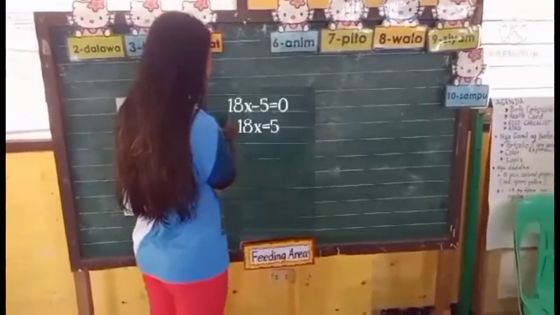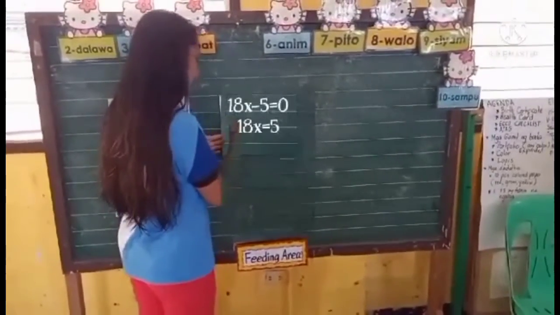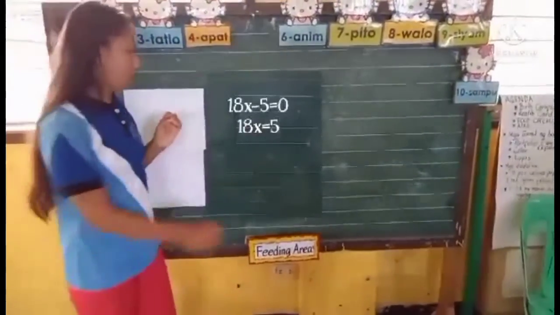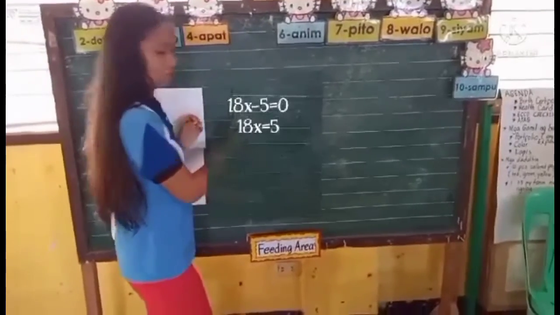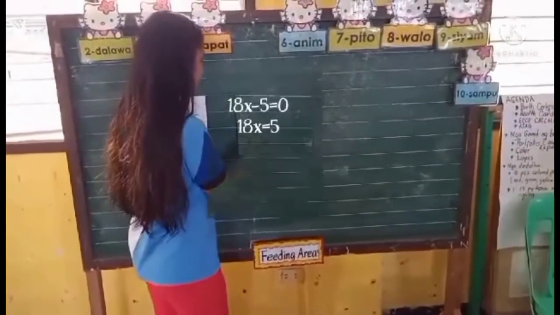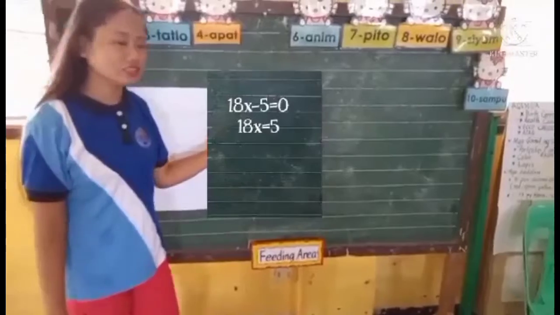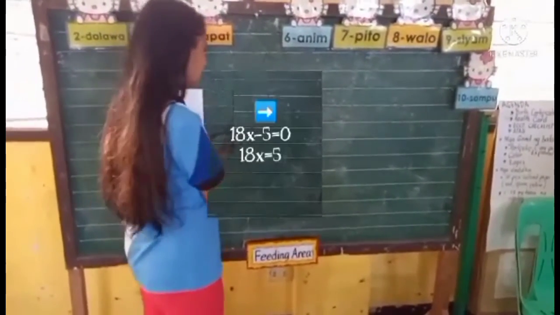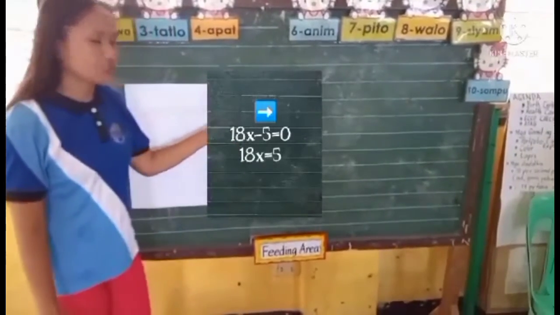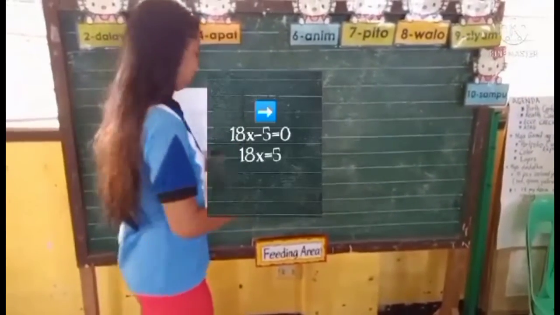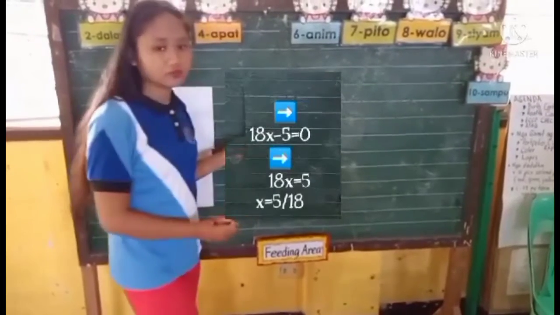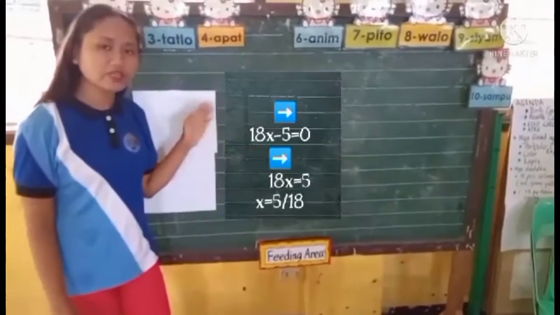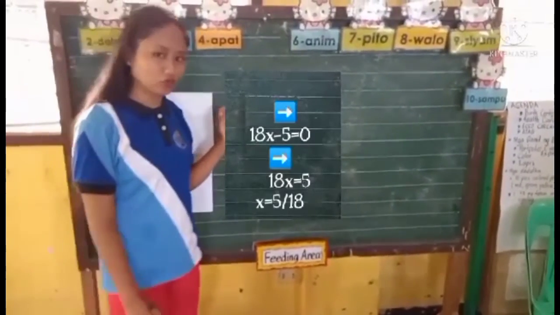So 18x minus 5 is equals to 0. Then 18x is equals to 5. So, bakit nga ba siya naging 18x is equals to 5? Nilipat natin yung negative 5 dun sa right side, kaya siya naging positive. So, ngayon, na-solve na natin yung x. X is equals to 5 over 18. At yung 5 over 18 ay ang kanyang fraction form.